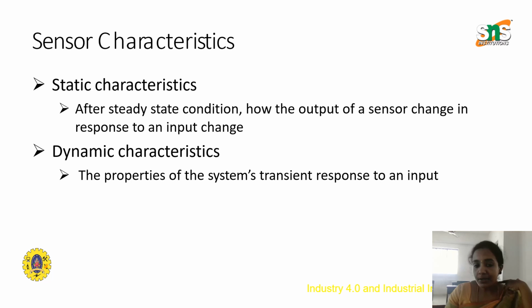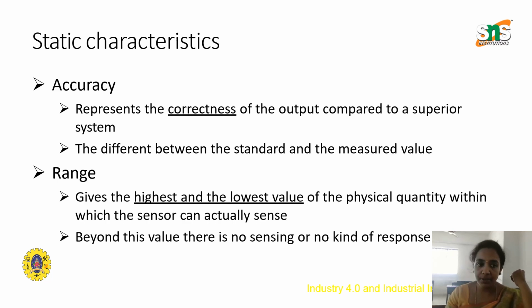So dynamic characteristic means properties of the system's transient response to an input. When the system can change dynamically immediately, then we say it is dynamic characteristics. When the system cannot change the behavior, then it is called static characteristics. So these are the two types of sensor characteristics which we have with the sensor elements.